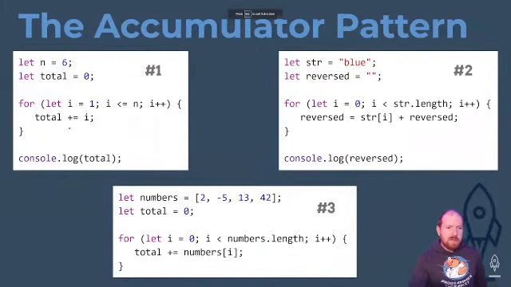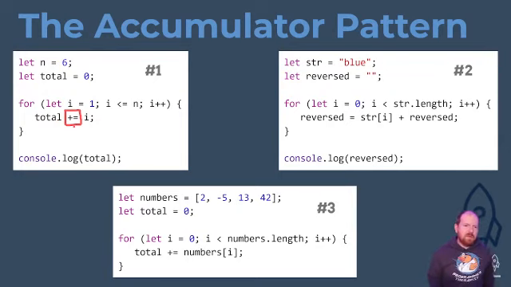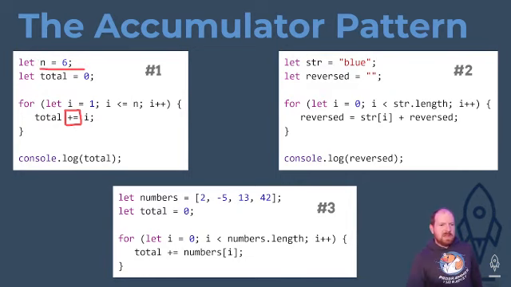Accumulator. So we talked about accumulating things. This is that plus equals. So if I have a total, instead of saying total = total + i, that's the shortcut, shorthand for that. But let's go through number 1 here. So we start at 6. The total is 0. So we're going to let i = 1.